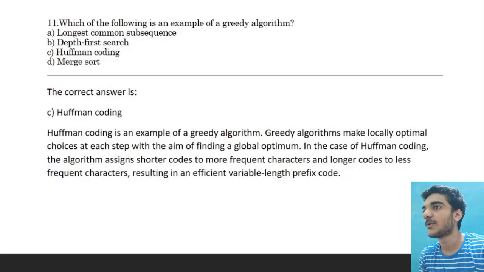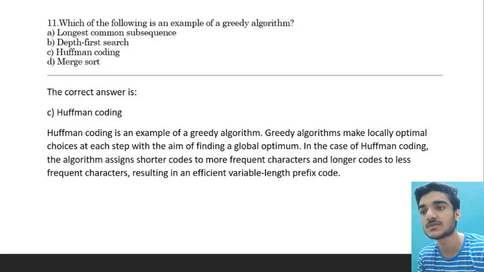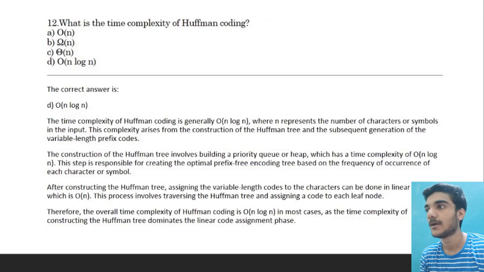Question 11, which of the following is an example of a greedy algorithm? And the correct answer is Huffman coding. Huffman coding is an example of a greedy algorithm. Greedy algorithms make a locally optimal choice at each step with the aim of finding a global optimum. In the case of Huffman coding, the algorithm assigns shorter codes to more frequent characters and longer codes to less frequent characters, resulting in an efficient variable length prefix code.